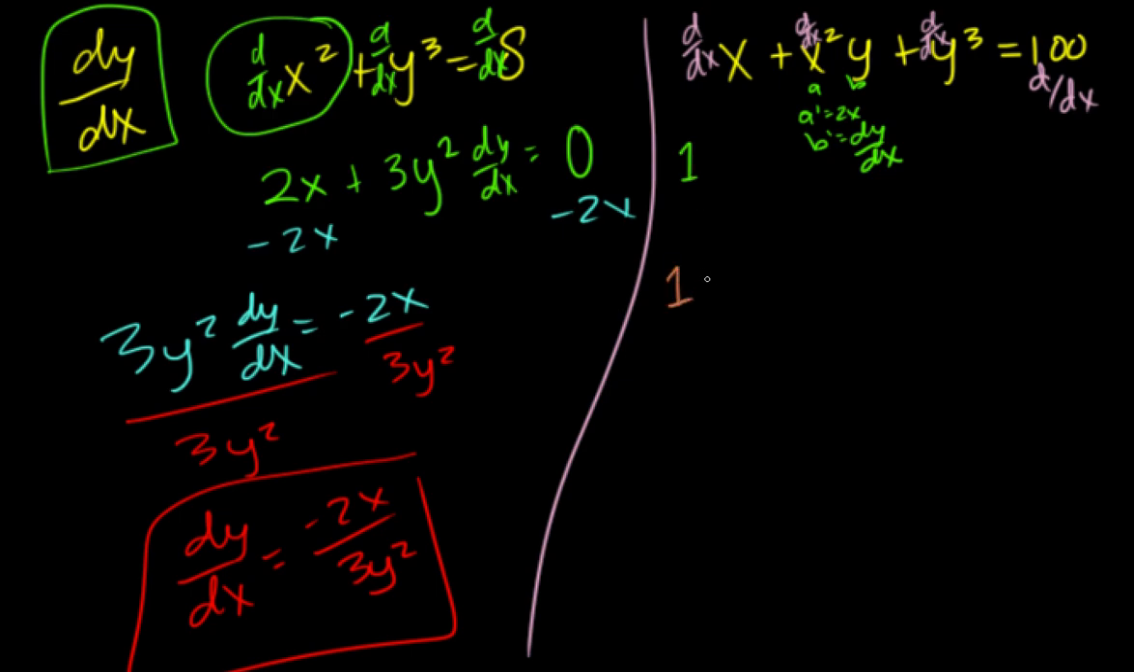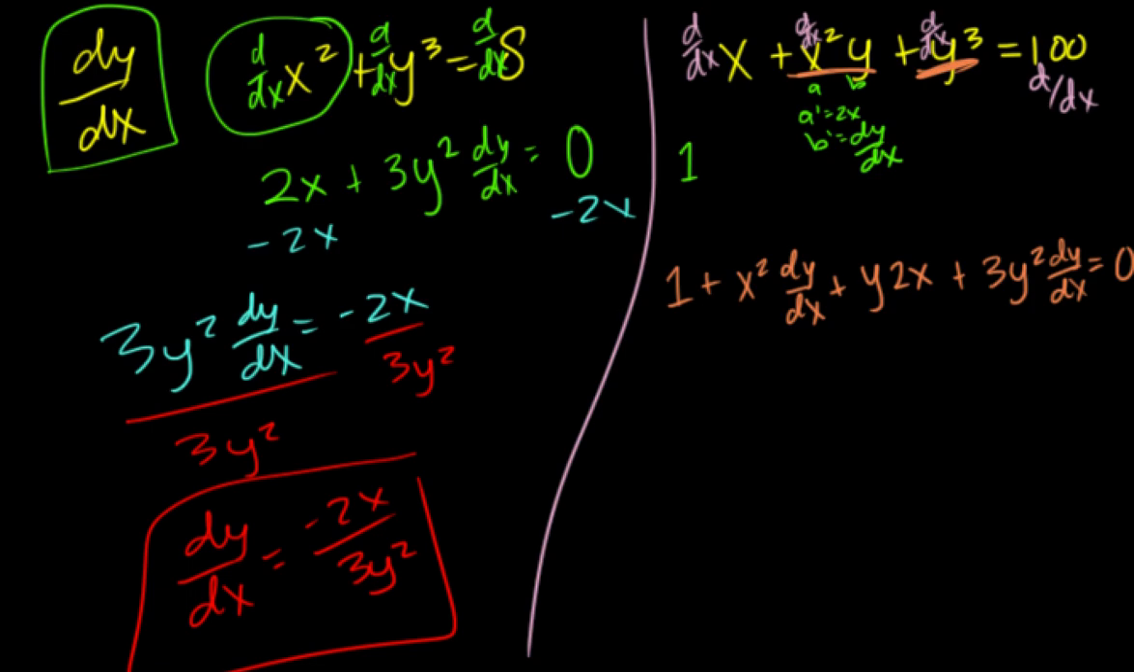So 1. Okay, for the product rule, we're going to do the first one times the derivative of the second one plus the second one times the derivative of the first one. Okay. And now we're going to do this one. So it's just 3y squared. But since we don't know what y is, it's dy/dx. And then the derivative of a constant is 0.